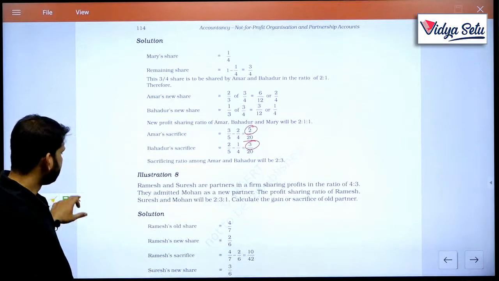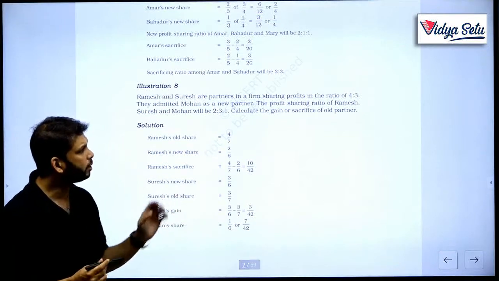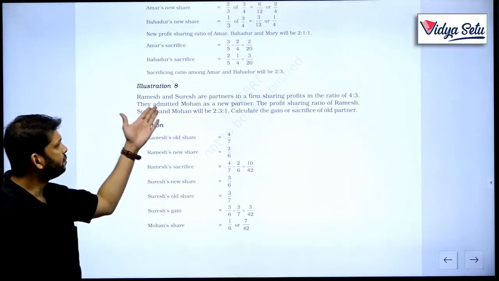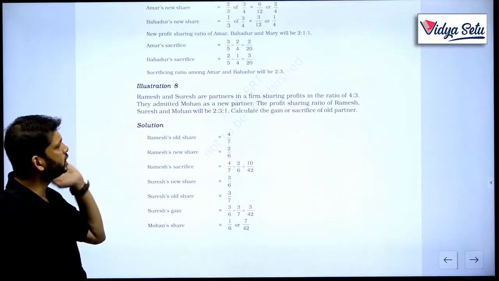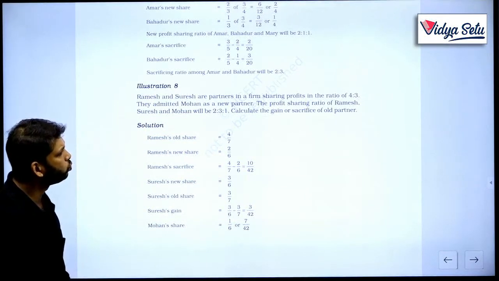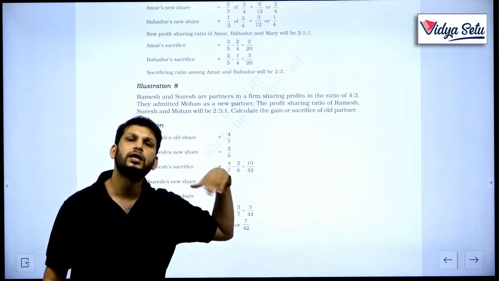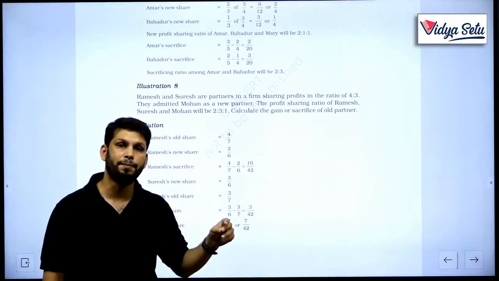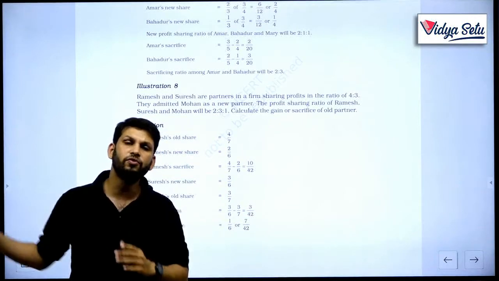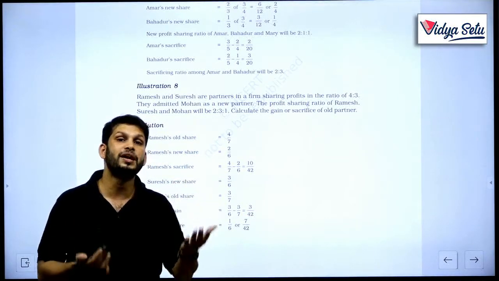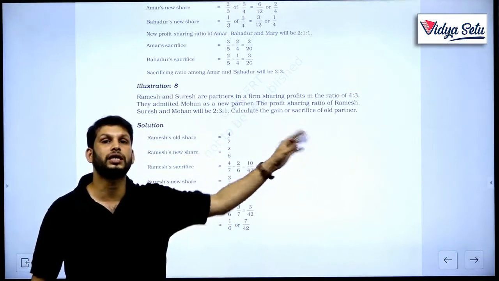The last one. Ramesh and Suresh are partners in a firm sharing profits in the ratio 4:3. They admitted Mohan as a new partner. The profit sharing ratio of Ramesh, Suresh and Mohan is 2:3:1. Calculate gain or sacrifice. What is the gaining ratio? Gaining ratio is negative sacrificing. Sometimes it happens that because a new partner is coming in, instead of losing his share, some of the old partners might gain, might be benefited. That is called gaining. He will then pay to the sacrificing partner.